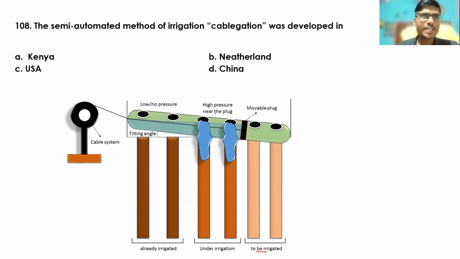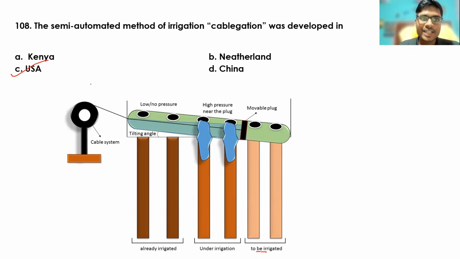Then coming to next question, that is the semi-automated method of irrigation, cavalgation, was developed in which country? So the correct answer of this question is USA. Then what is this cavalgation system? So for better understanding, I have drawn this figure for you.